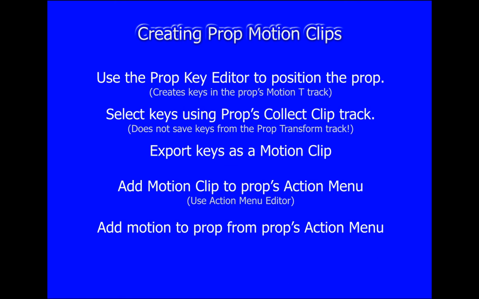Once they've been exported, you can open up the action menu editor and add that saved clip into the menu for that prop. That prop can be saved with all the motion clips in the action menu attached to it, so that you can bring that back anytime. And once you bring it into your scene, you can then add any one of those motions you've added to the action menu to that prop any point that you need to.